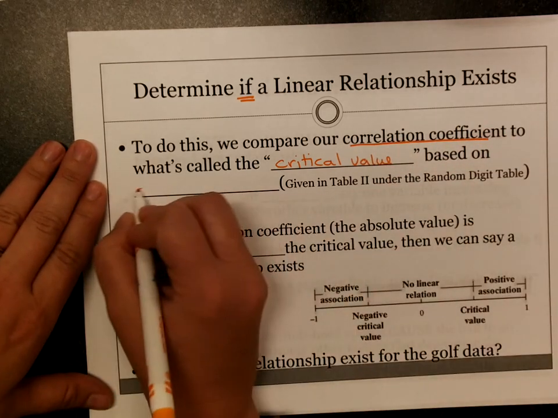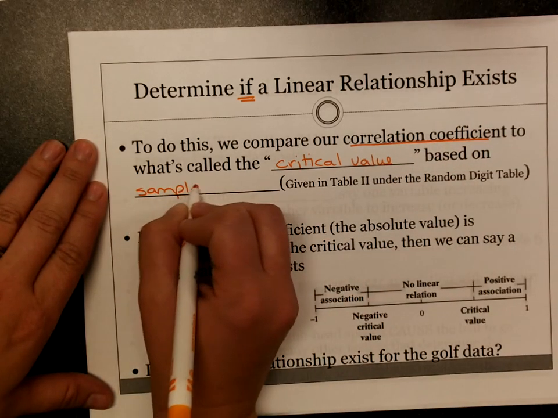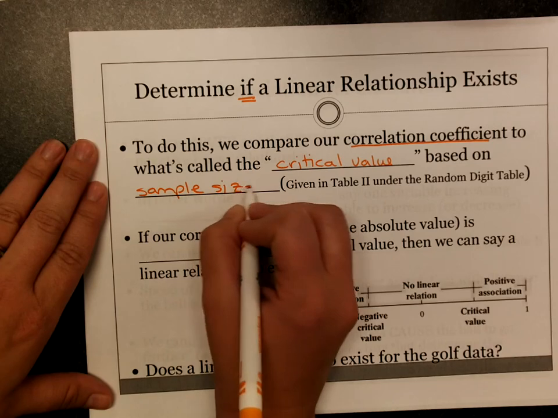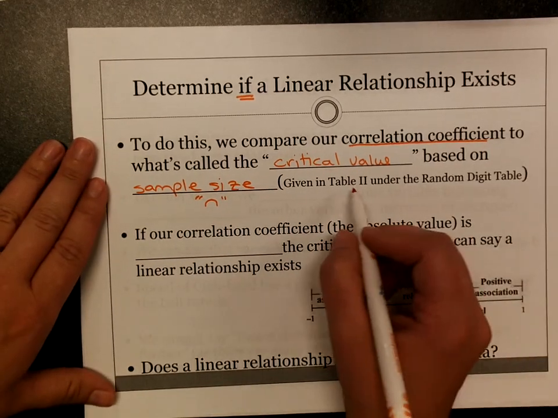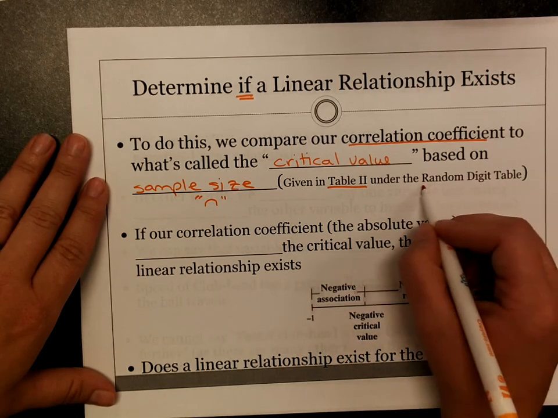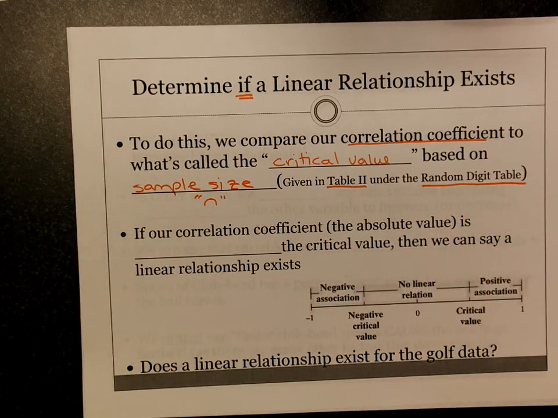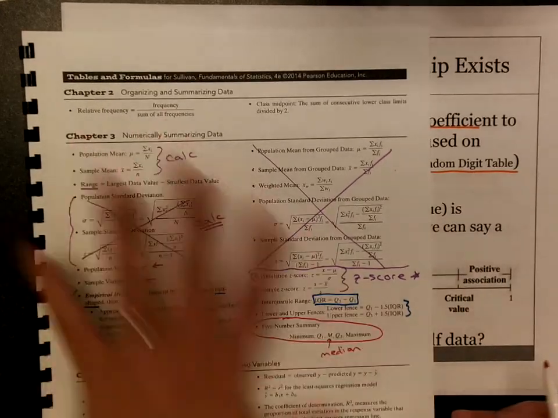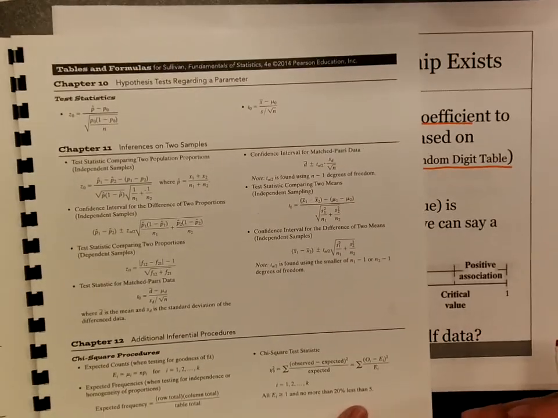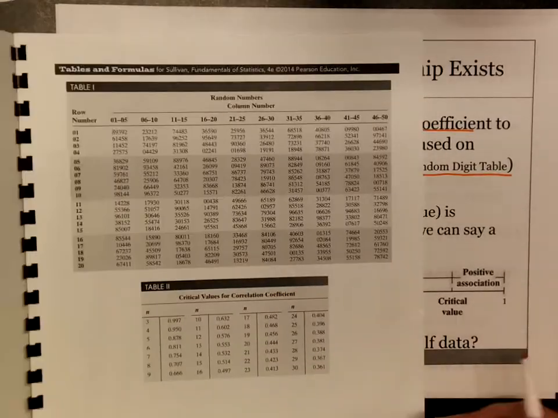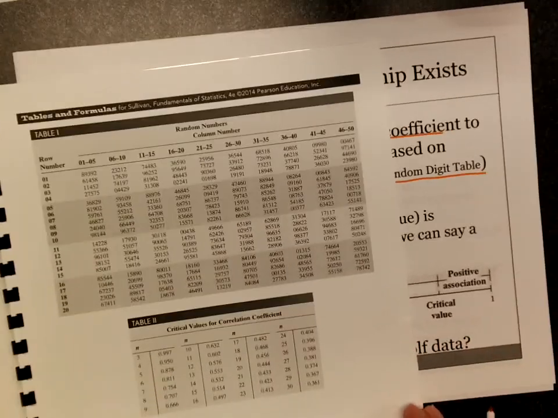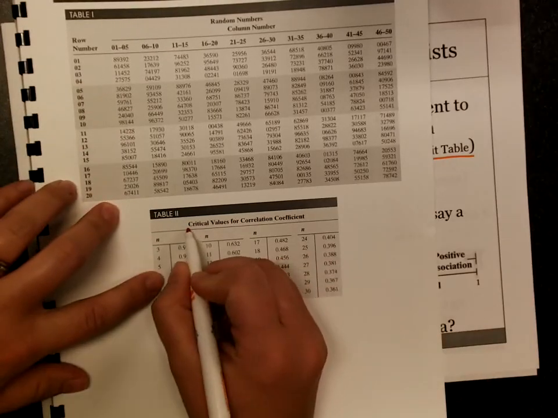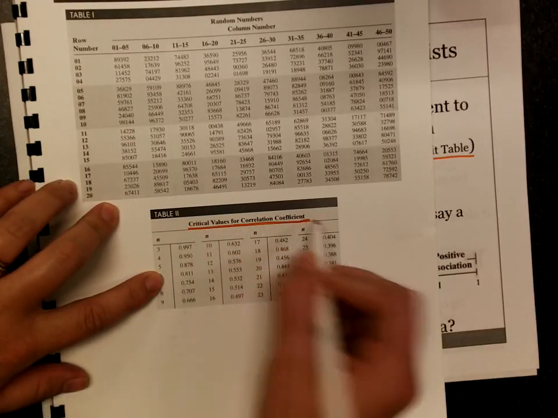And it's based on sample size. So it's based on your sample size n. So there's a table, it's table 2. It's underneath the random digit table in your booklet. So here's our formula page, then another formula page. Here's the random digit table we used back in chapter 1. Underneath that, you see table 2, and it says critical values for the correlation coefficient.